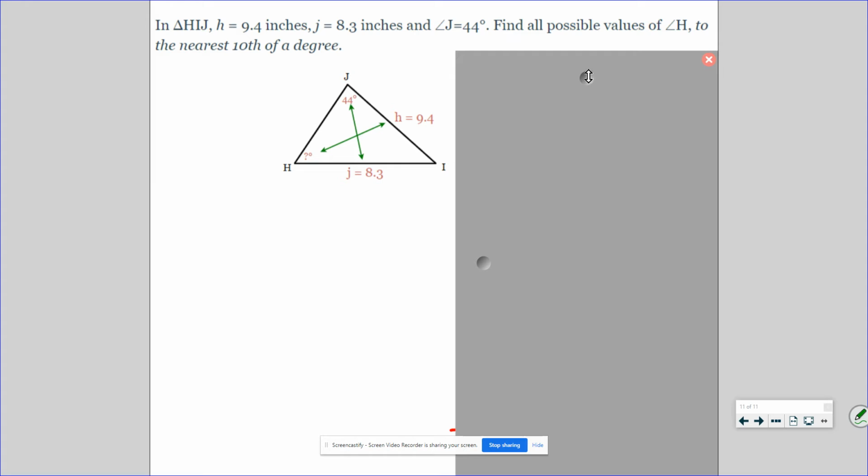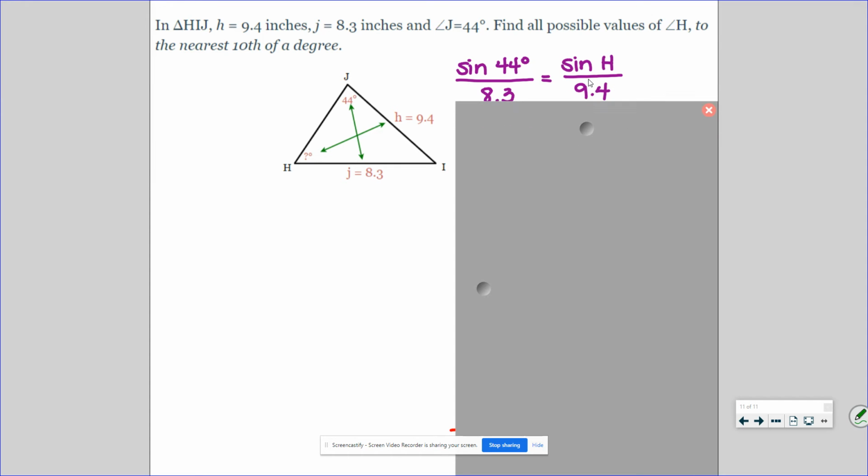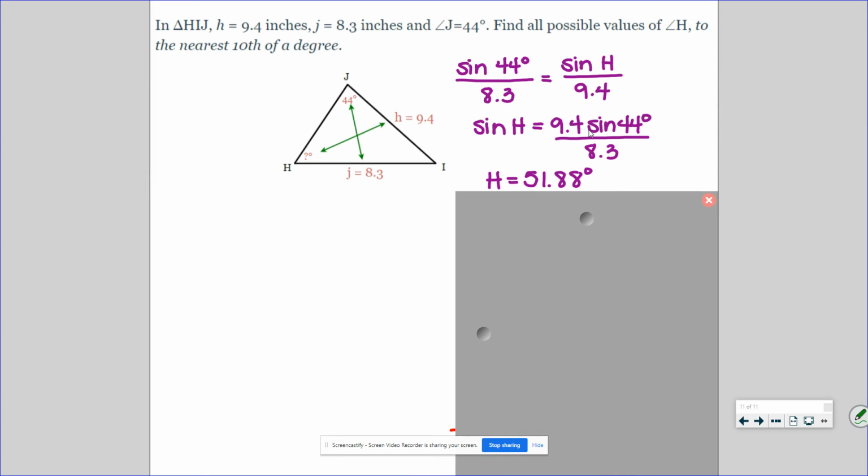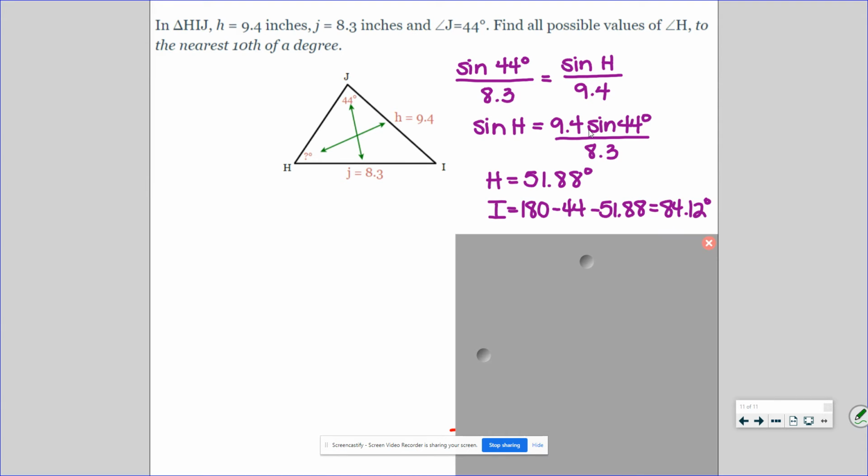Here's the last example. So we've got it set up. This is sine of J over J, sine of H over H. Cross multiply, inverse. All right, so here's what we get. We get H equals 51.88 degrees. That's this guy here. Okay, after that, we're going to check and make sure that I is actually computable, and it is. You get 84.12 degrees.